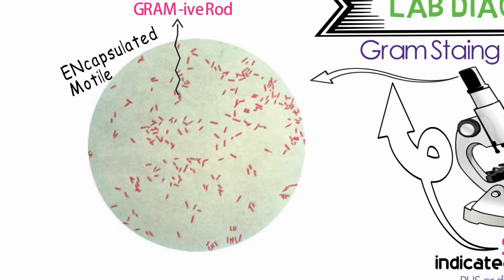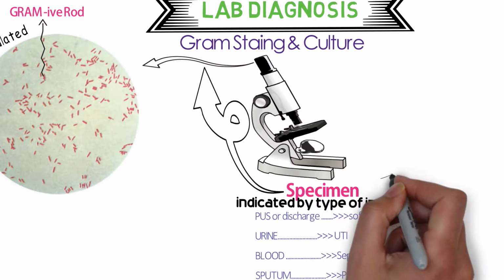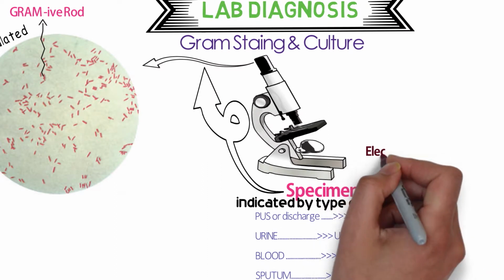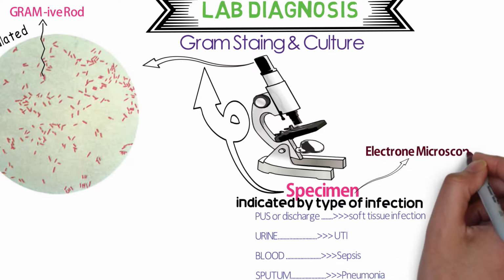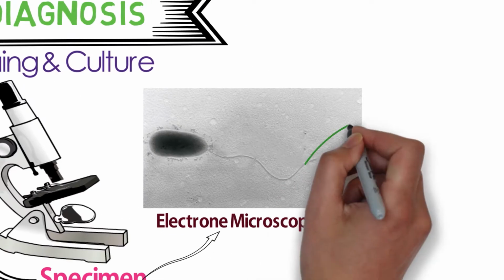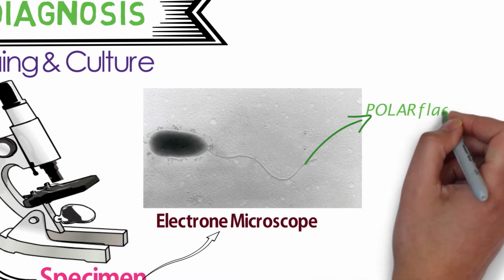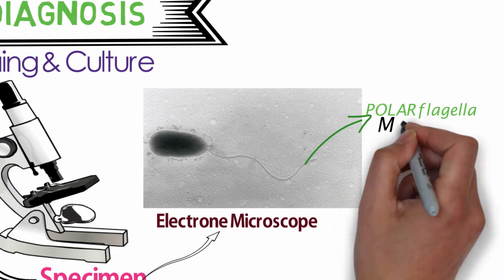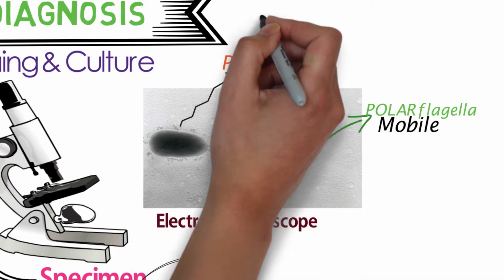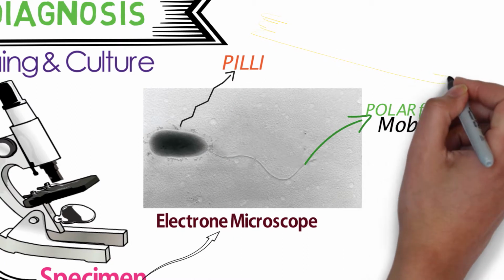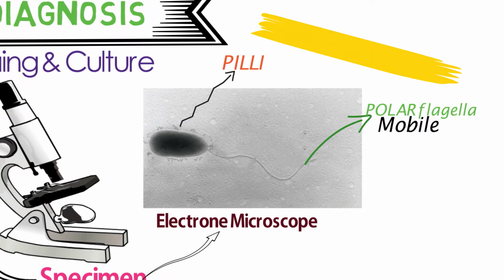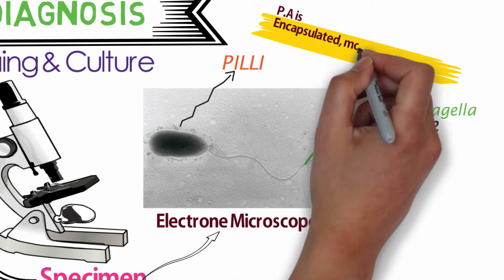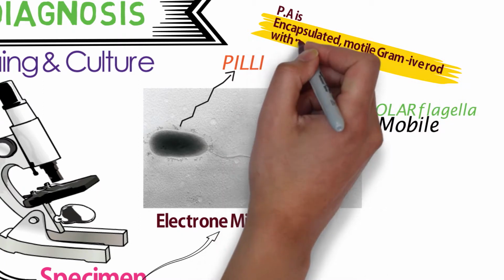You can see these morphological features in this diagram. These morphological characters do not differentiate it from other enterics and from other gram negative rods. If you put the specimen under the electron microscope, you can see that it has polar flagella, and this polar flagella makes it motile. It has pili. We can summarize the morphological features in this way, that the Pseudomonas aeruginosa is a motile gram negative encapsulated rod with polar flagella.